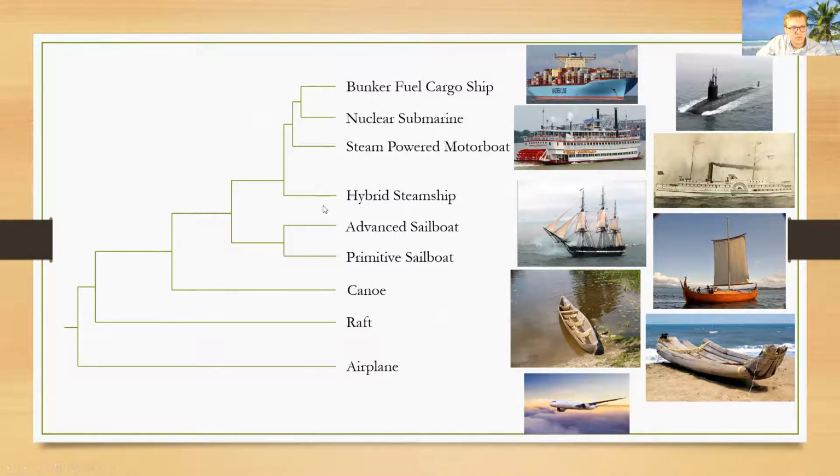Moving on to this other branch here, we see that these are more recent movements through evolutionary time. And the most recent common ancestor that exists between the nuclear submarine and the bunker fuel cargo ship can be found at this node here.